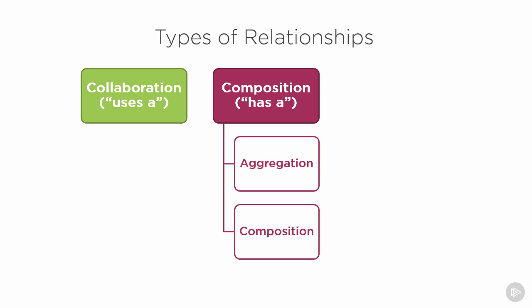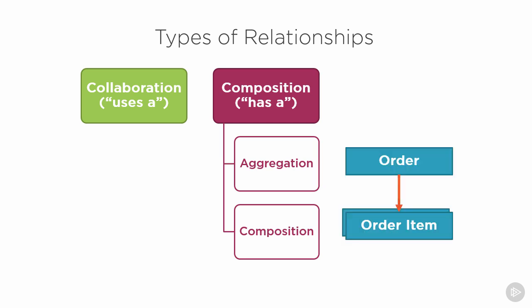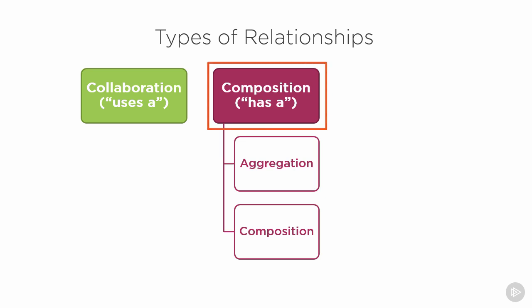Composition is then limited to those relationships where the related objects don't otherwise exist. The object owns its related objects, and if the object is destroyed, the related objects are also destroyed. For example, an order has a set of order items. The order items have no context without an order. In this course, we'll use the general term of composition to cover both categories.